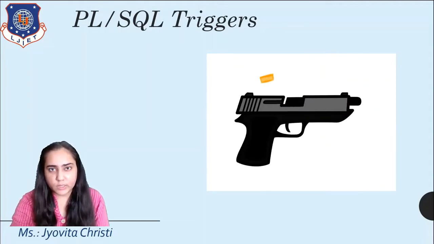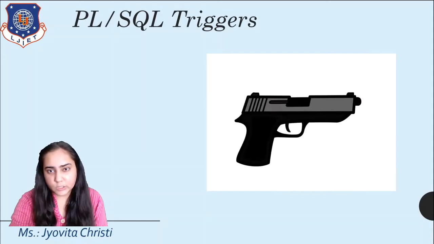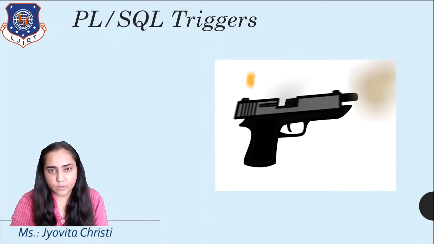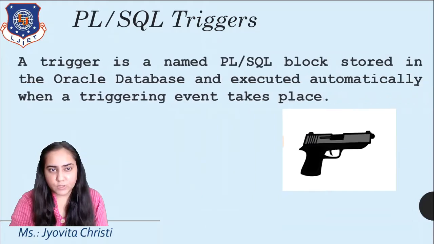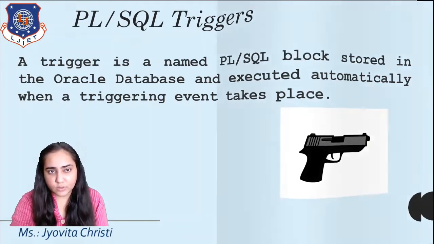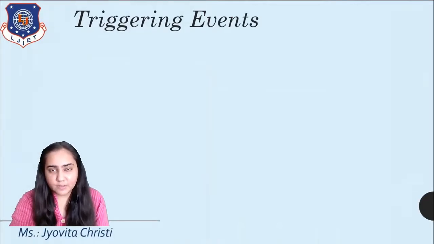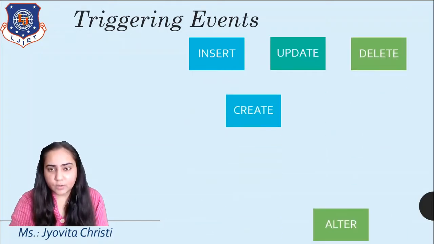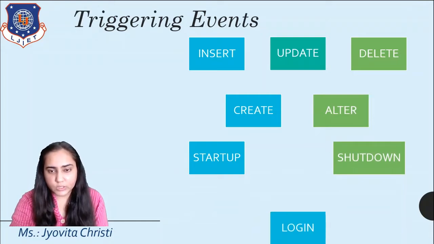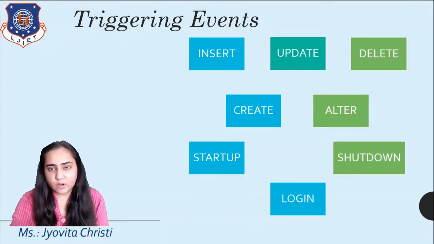PL/SQL triggers are much like the trigger that you would see in a machine gun where you press a trigger and a bullet comes out. So the definition of triggers is a named PL/SQL block stored in the Oracle database and executed automatically when a triggering event takes place. So it works much like a gun, and that is why it is named a trigger. The triggering events that can cause the trigger to execute are insert, update, delete, create, alter, startup, shutdown, or login. And there are many other events that can cause your trigger to implement.